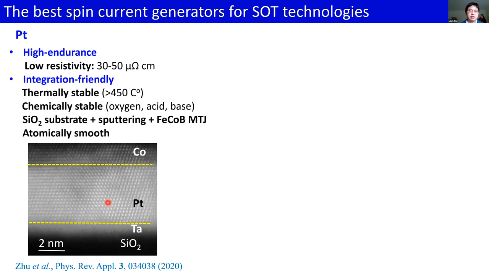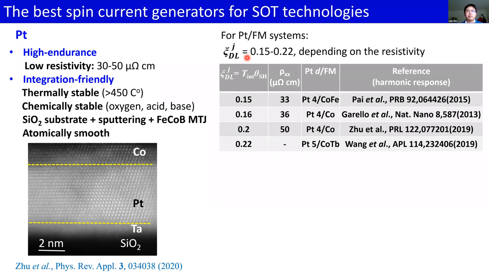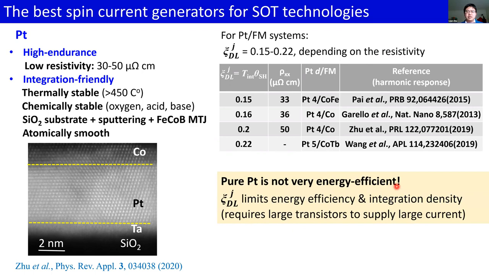But the damping-like torque efficiency provided by platinum is relatively low. It ranges from 0.15 to 0.22, depending on the resistivity, as determined by harmonic response measurements by different groups. So pure platinum is not very energy efficient. Its relatively low damping-like torque efficiency limits the energy efficiency and the integration density of the device because it requires large transistors to supply a large write current.